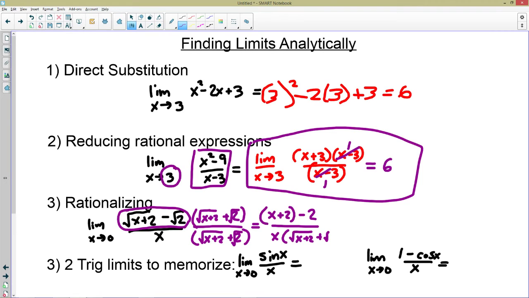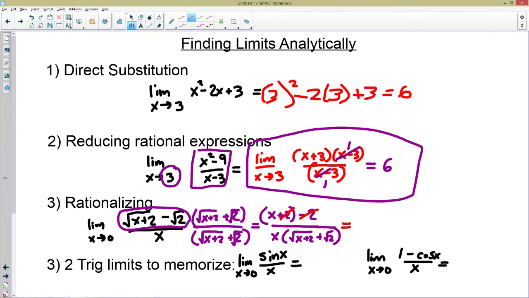I'm not going to distribute it. I'm just going to leave it like that. Now, why is that important? Well, because this 2 and this negative 2 are gone, and I'm left with an x, right? So I have x over x times something, right? And what's going to happen when I reduce the x's, right?